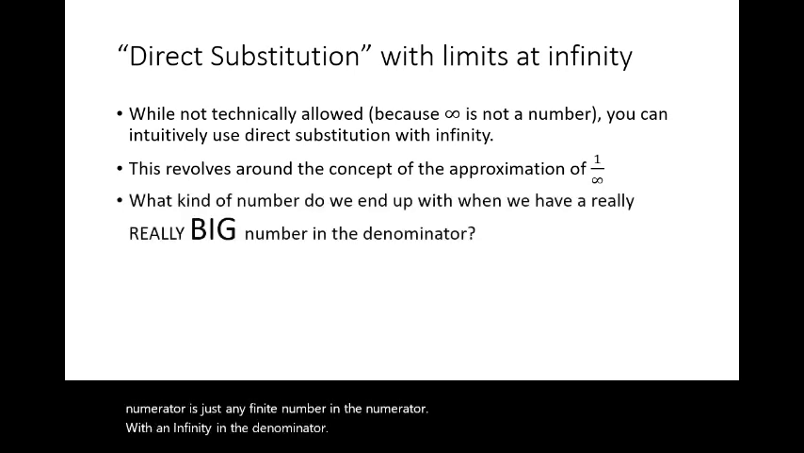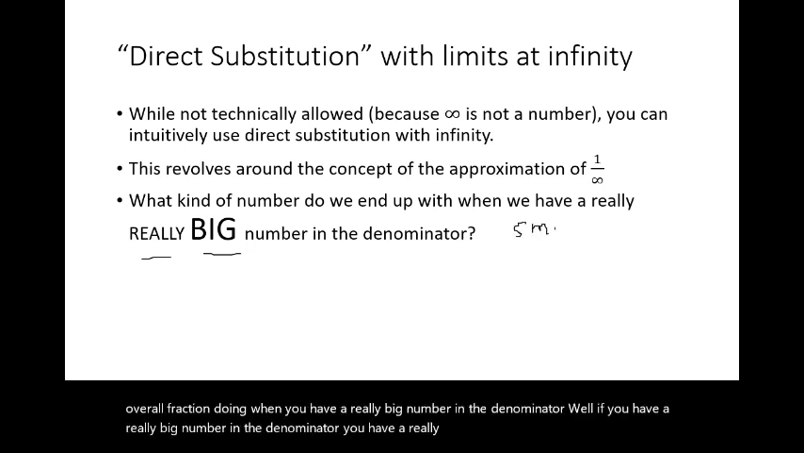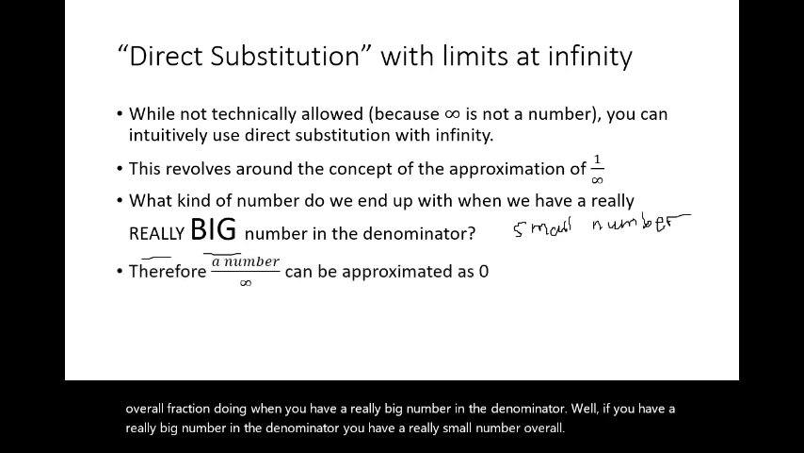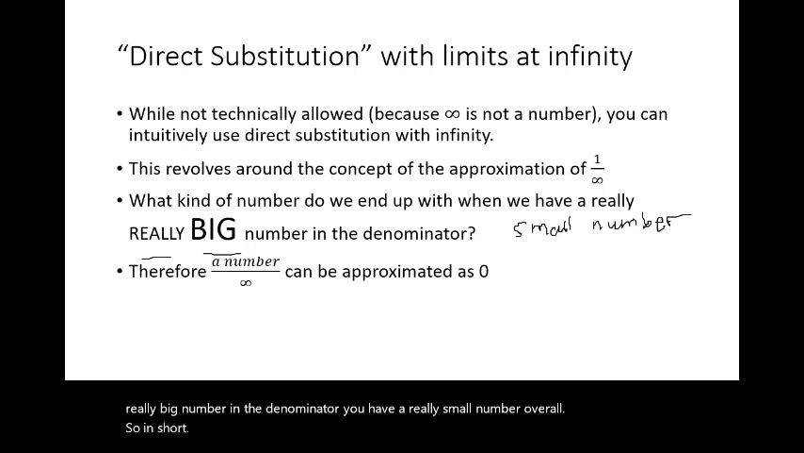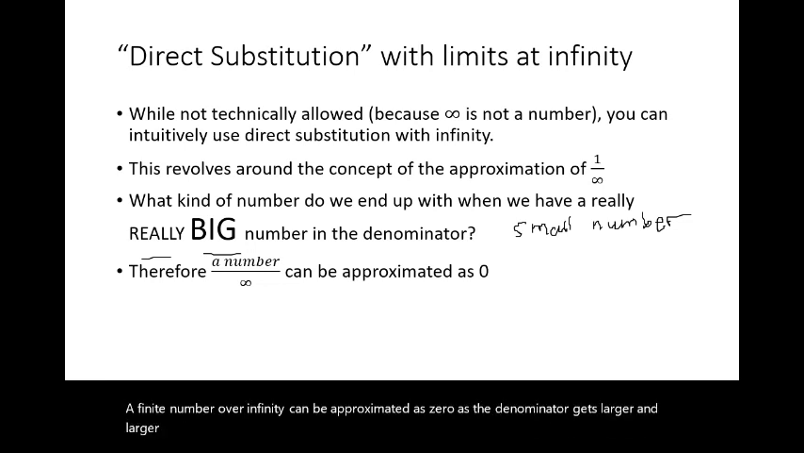So remember, a limit is what a function is doing near a point. So this just means, what is this overall fraction doing when you have a really, really big number in the denominator? Well, if you have a really, really big number in the denominator, you have a really, really small number overall. So, in short, a finite number over infinity can be approximated as 0. As the denominator gets larger and larger, the overall fraction is going to become smaller and smaller and approach 0.